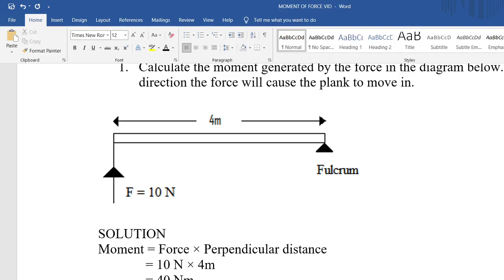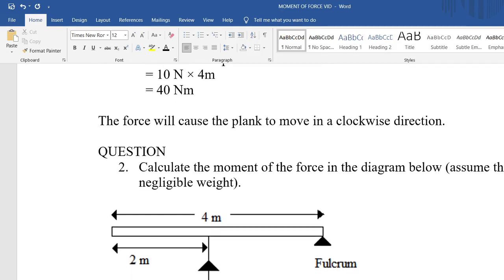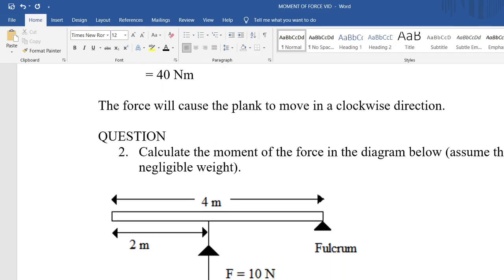We also need to indicate the direction this force will cause the object to spin. This upward force will cause this plank to spin in a clockwise direction. I want you to picture the hand of a clock going around. The direction the hand of a clock goes around is called clockwise, while the opposite direction is called anti-clockwise.